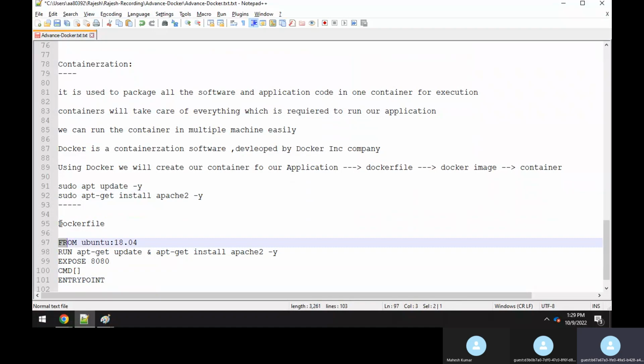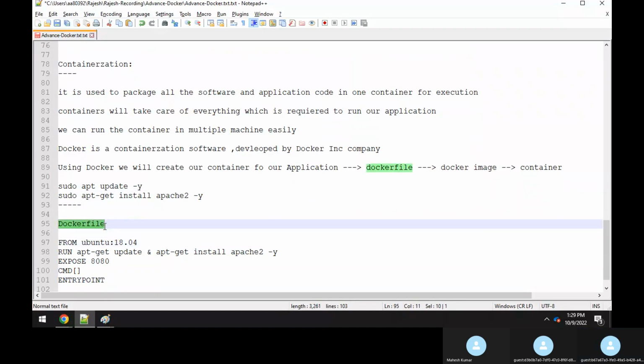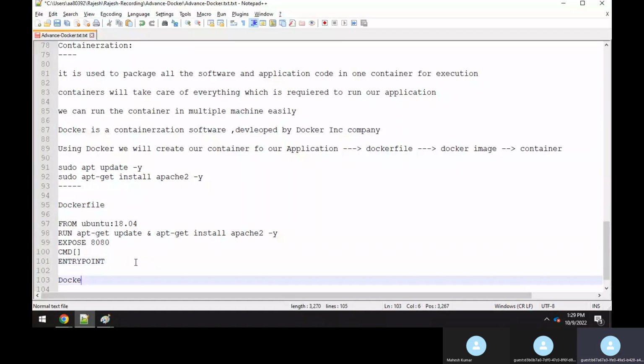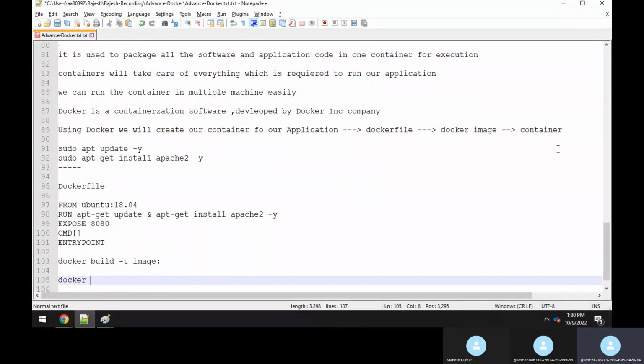So the DevOps engineer or the developer will write a Dockerfile. With the help of the Dockerfile, finally he will create an image. How to create an image? We'll come across that command, docker build -t, and the image name. Like this, we use these commands to create a Docker image, and finally we run that Docker image. How to run it? You know that command, docker run and specify the image name.